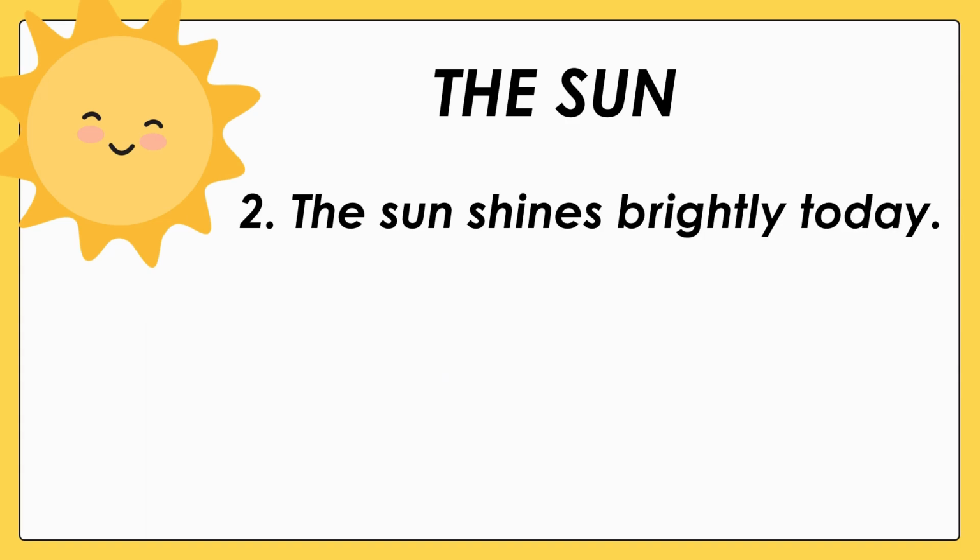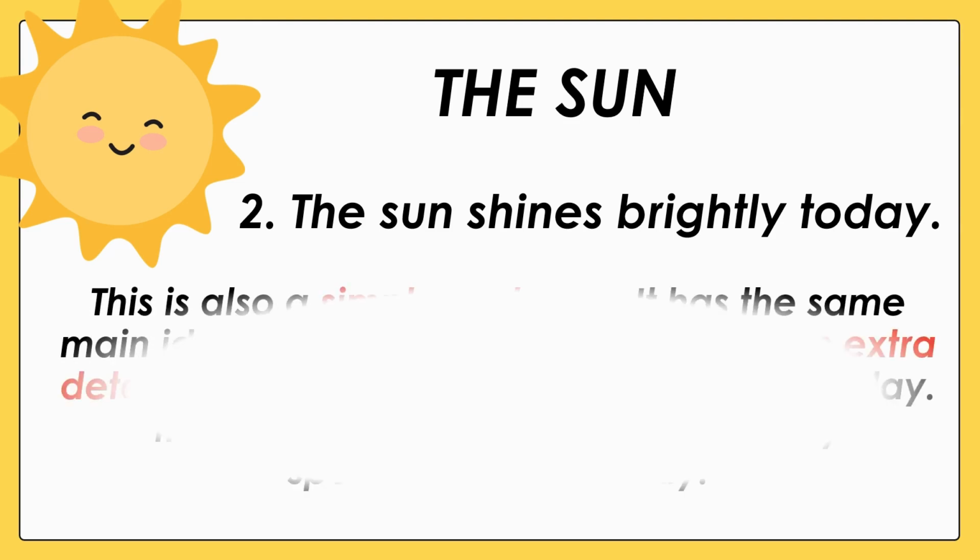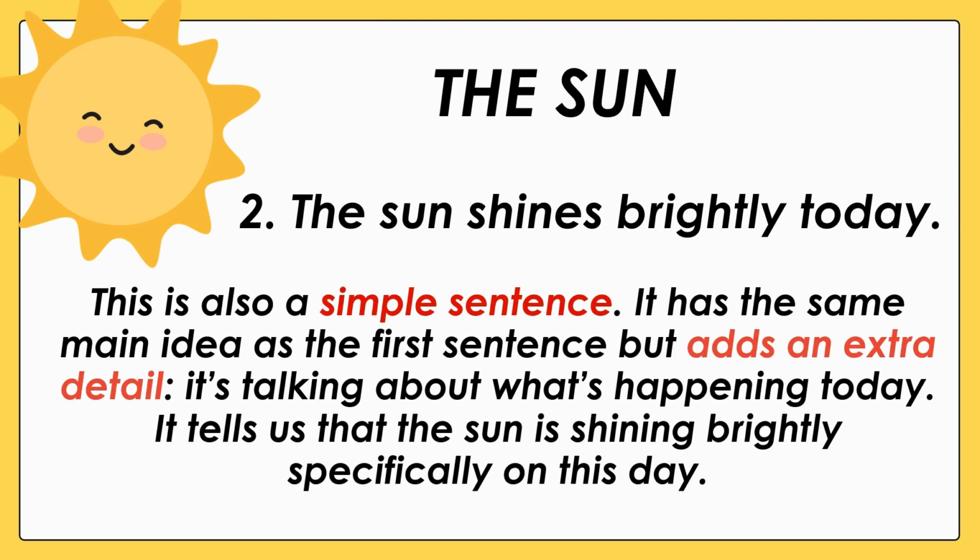Number 2, the sun shines brightly today. This is also a simple sentence. It has the same main idea as the first sentence but adds an extra detail. It is talking about what's happening today. It tells us that the sun is shining brightly specifically on this day.